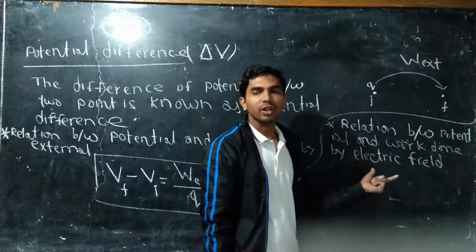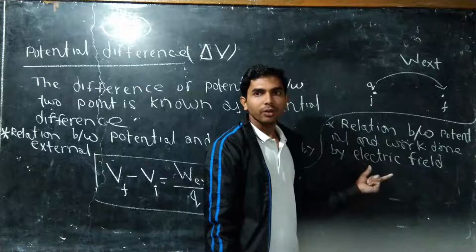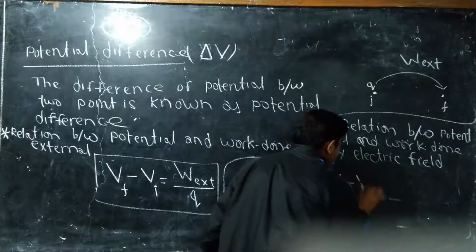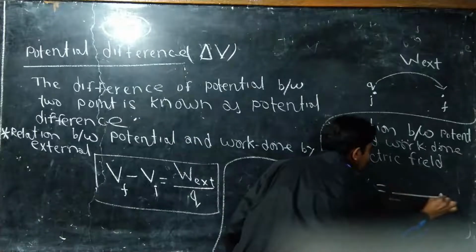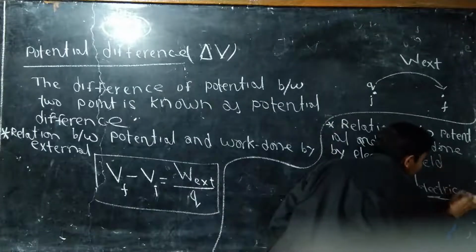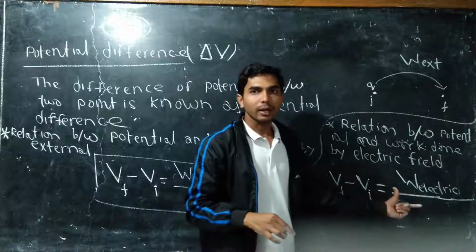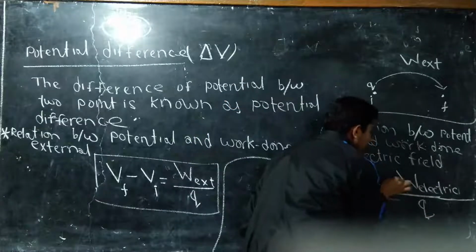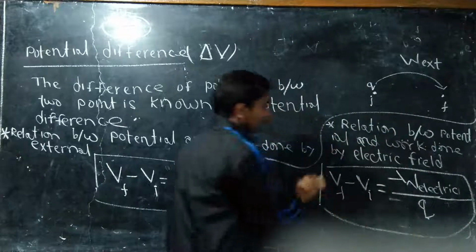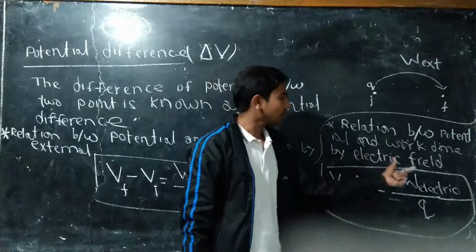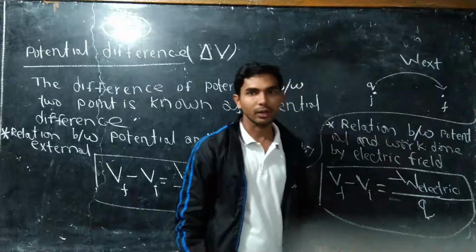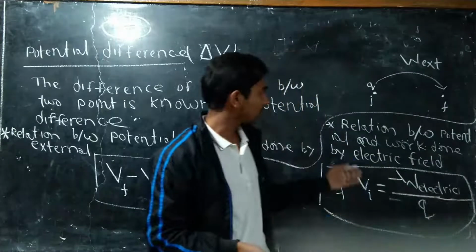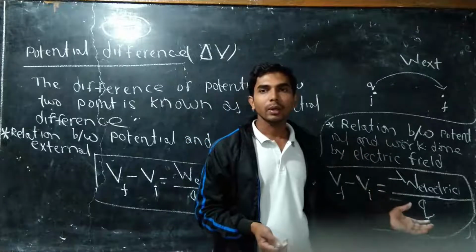So the electric field is internal, right? So further we can write V final minus V initial is equal to W electric divided by Q, where W electric means work done by electric field. And here a minus will come. So this is the relation between potential as well as work done by electric field. You can remember here there is no minus sign, but when we are going to calculate work done by electric field, there will be a minus sign, okay?